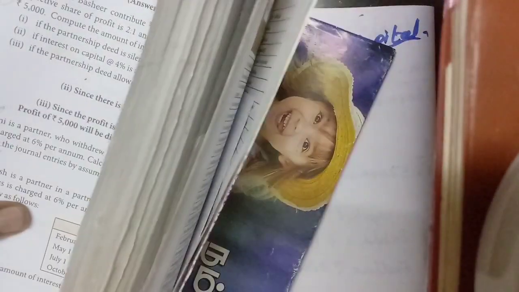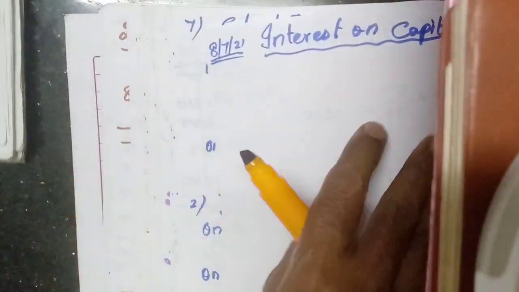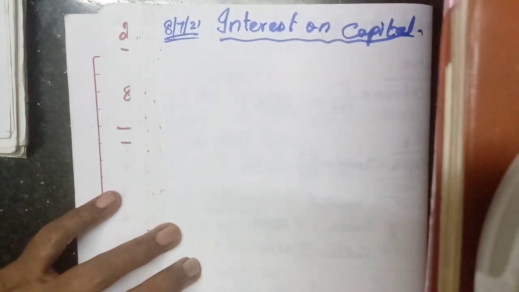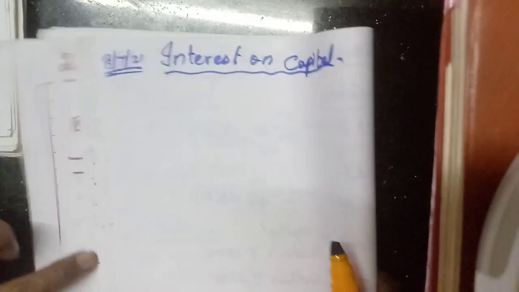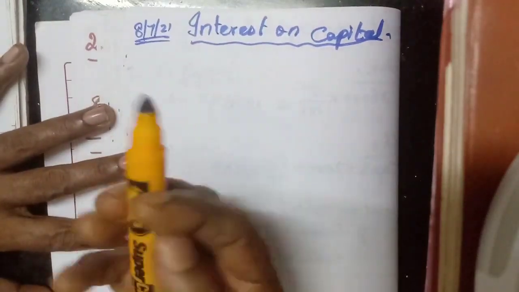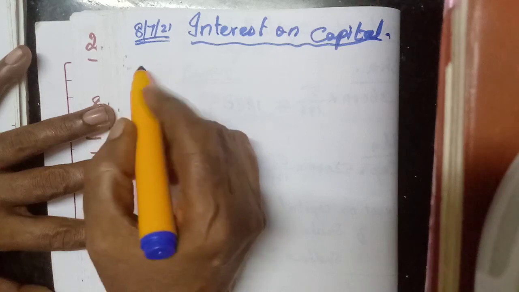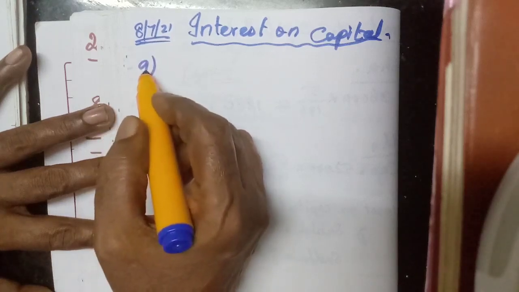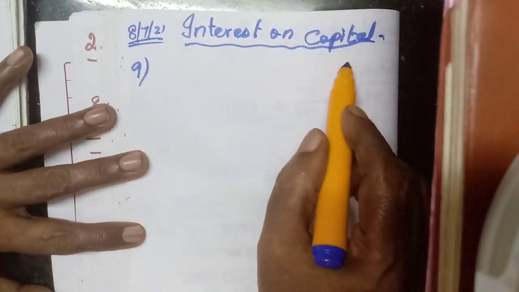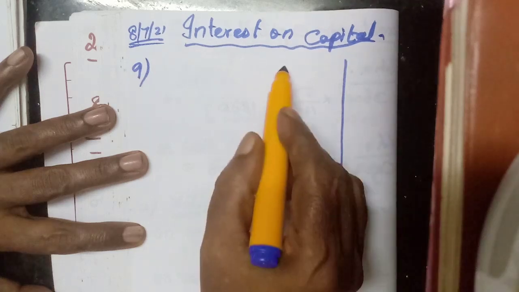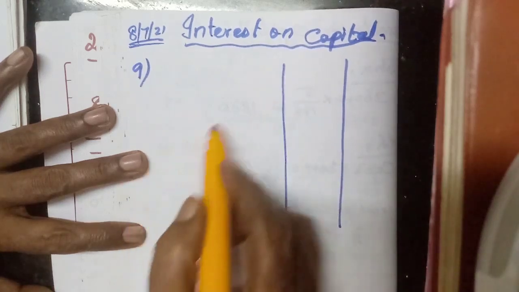Now we will do this problem. First we have to calculate the opening capital, isn't it? Opening capital should be calculated. I will fold and keep, otherwise you cannot see both the pages fully. Okay, exercise number 9. So two columns, partners' names Rajan and Devan.